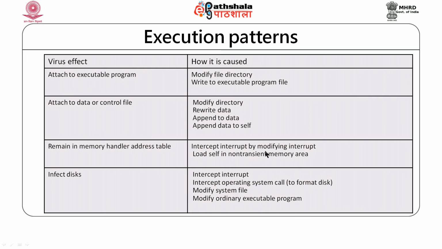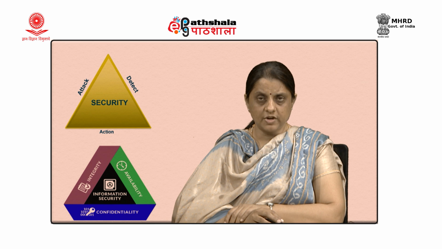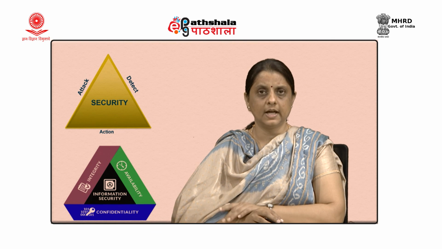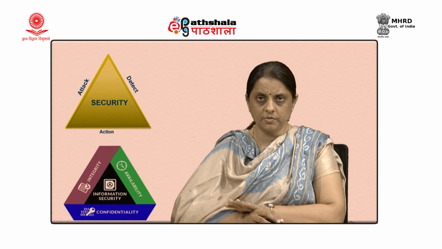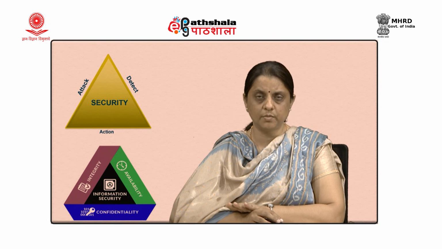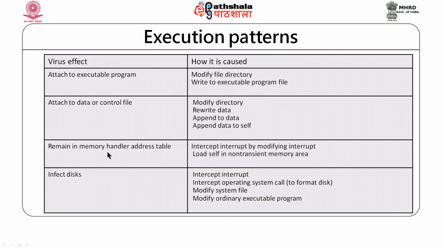So it intercepts the interrupt by modifying the interrupt, and loads itself in a non-transient memory area. We have seen transient and non-transient. Transient means when the program executes, it is there in memory. Non-transient means the program always remains in memory. So the virus would load itself into the area where swapping is not done, so that the virus can remain in the memory.